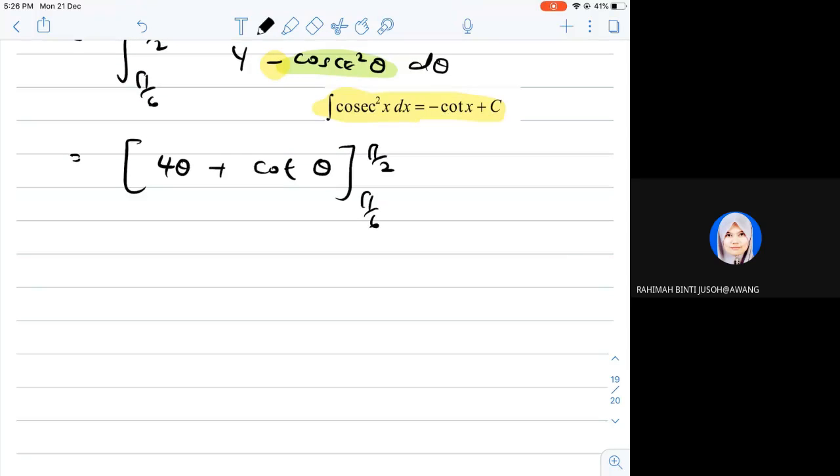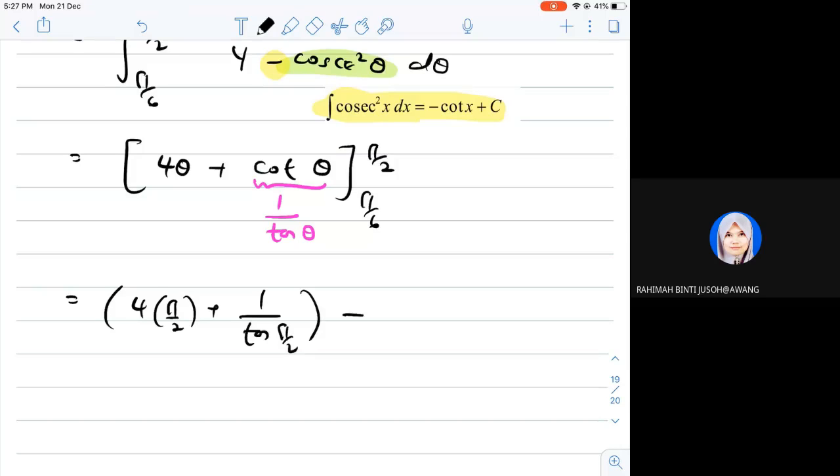Okay, now cotangent ni sama dengan apa guys? You all nak guna calculator? Cos over sin. Ada cotangent kan? Yes, 1 over tangent. Okay, 1 over tangent. So we need to substitute the limits now. 4 times pi over 2 plus 1 over tangent pi over 2 minus 4 times pi over 6 plus cotangent pula 1 over tangent pi over 6.